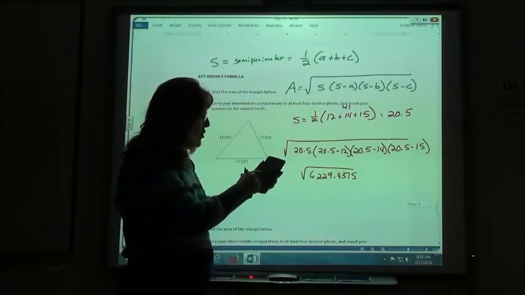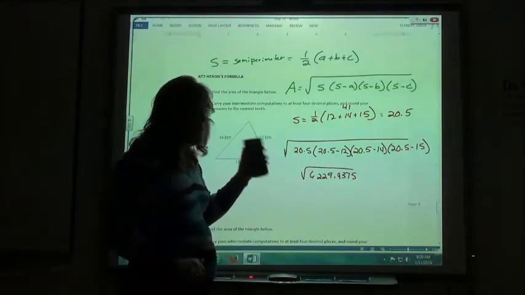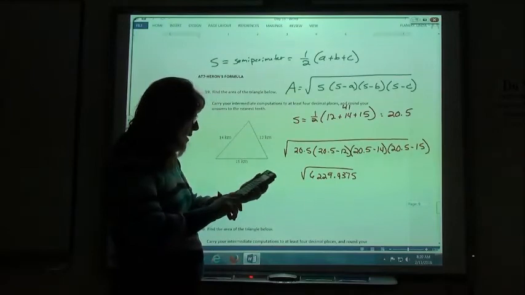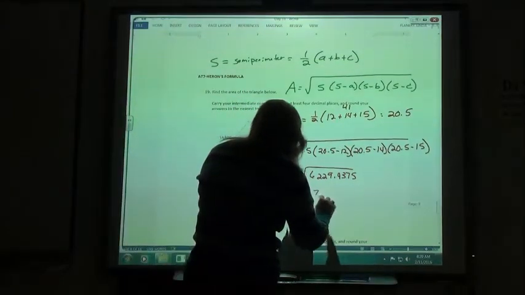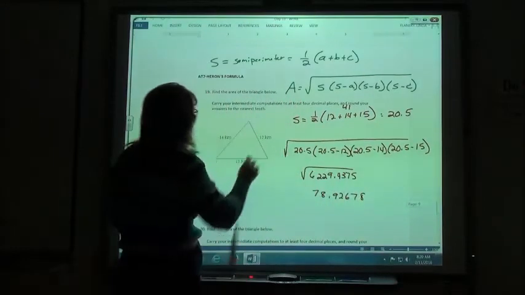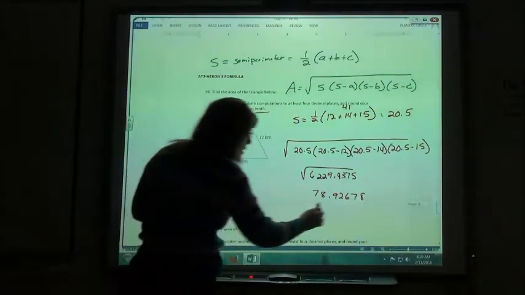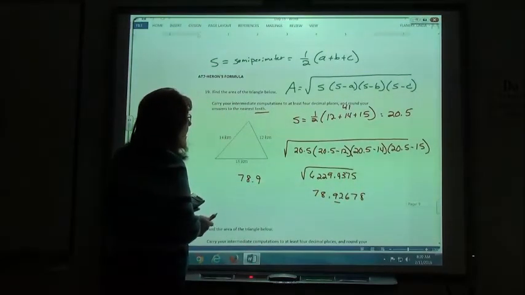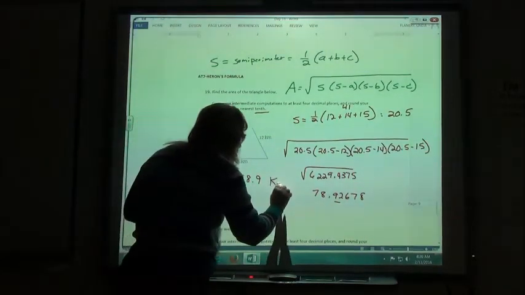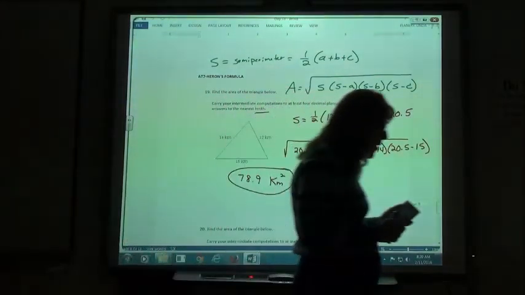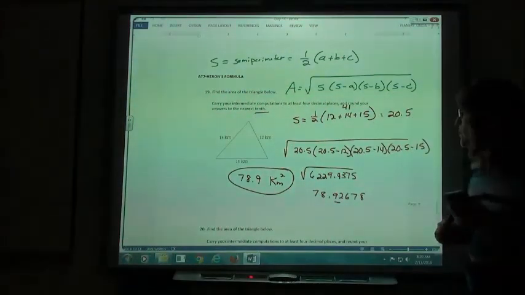Now, on my calculator again, I have that button that says ANS for the answer. So I'm just going to do square root, ANS, square root of the answer, or you could type that number in under your square root. Hit equals, I get 78.92678. Rounding to the nearest tenth on this one, so I'm going to say 78.9. Again, I was finding area, so kilometers squared would be my label, so 78.9 kilometers squared would be my answer.